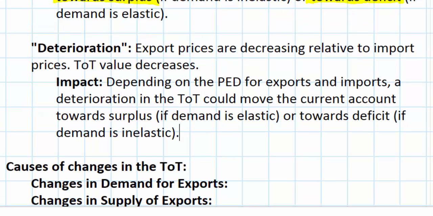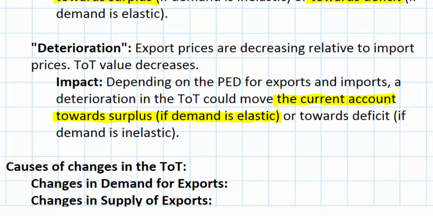If a nation's export prices are falling relative to import prices, this could benefit the nation if foreigners are highly responsive to the country's now cheaper exports. So if demand is elastic, the current account could move towards surplus. This is because even a slight decrease in the price of the nation's exports could lead to a large increase in the quantity demanded by foreign consumers.